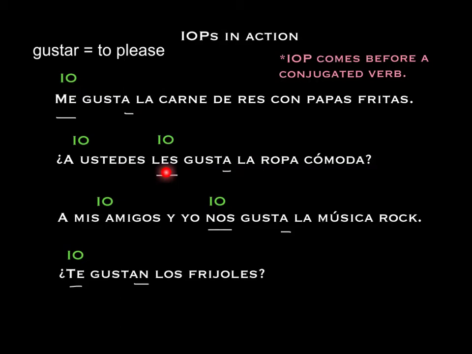A mis amigos y yo nos gusta la música rock. Notice our subject here is mis amigos y yo, and we are asking, to whom or for whom is rock music pleasing? And it is pleasing to us. Notice how the nos comes right in front of the gusta, our conjugated verb.